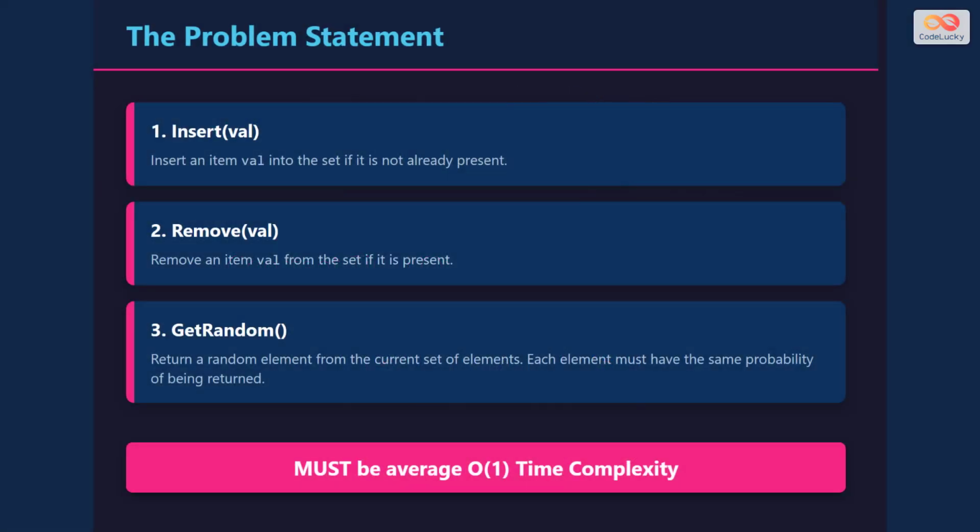Here is what we need to build: a class that supports 3 specific methods. First, insert a value. Second, remove a value. And third, GetRandom, which returns a random element from the current set. The critical constraint here is that every single one of these operations must run in O of 1 average time complexity.